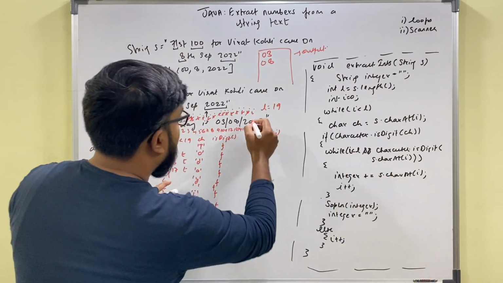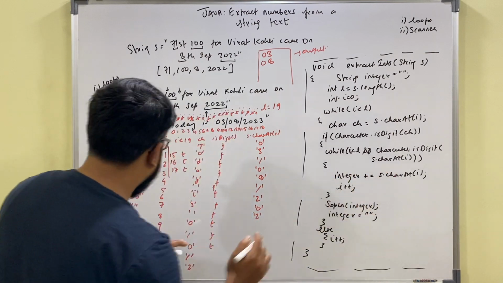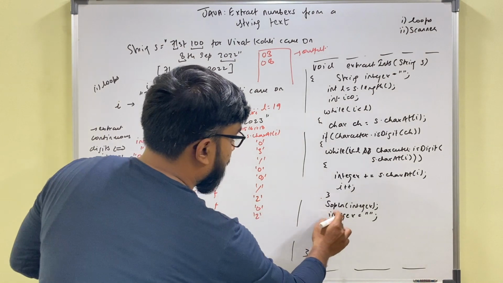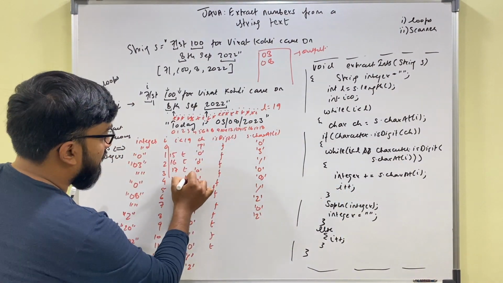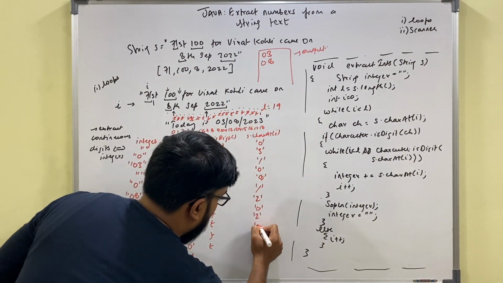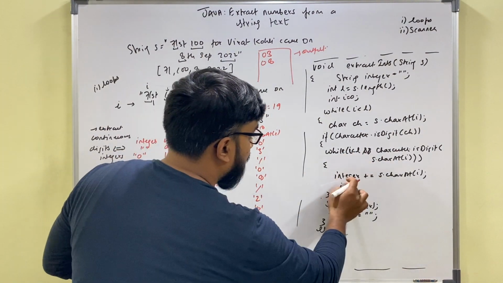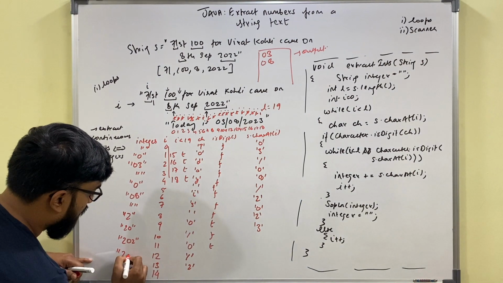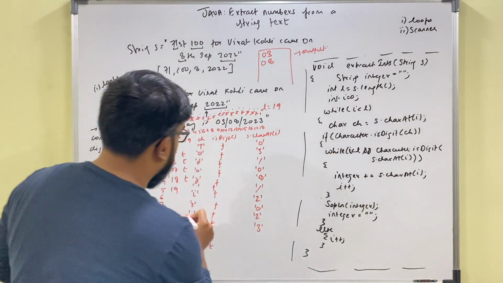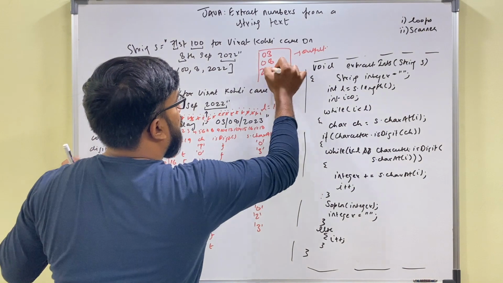Is digit, s dot caret I is 2 now. Okay, condition true, you do integer plus equal to s dot caret I, you do 20 plus 2, 202. Okay, you do I plus plus, I becomes 18. 18 less than 19 is true. Is digit, s dot caret I, I is now here. This is 3. 3 is digit, true, condition true. Okay, you go inside, integer plus equal to s dot caret I, integer equal to 20, 23. I plus plus, I becomes 19. 19 is less than 19 is false. While loop breaks, you print integer, integer is 2023, you print 2023.